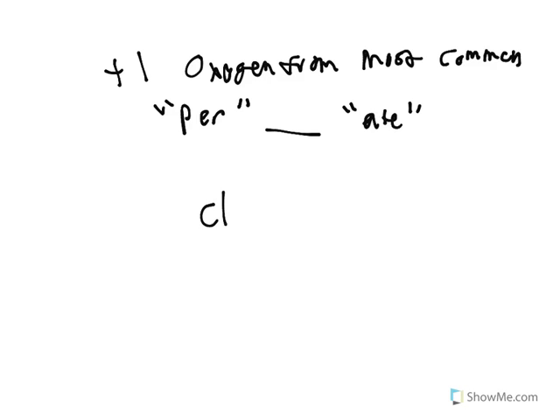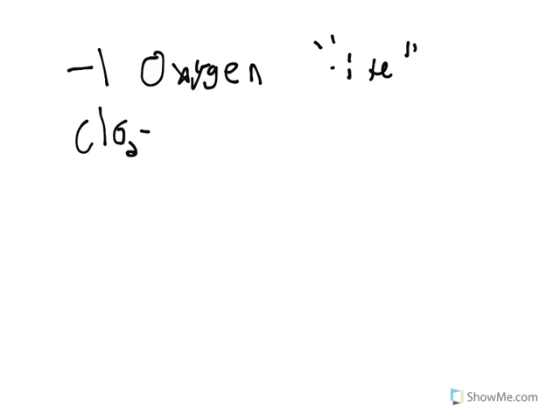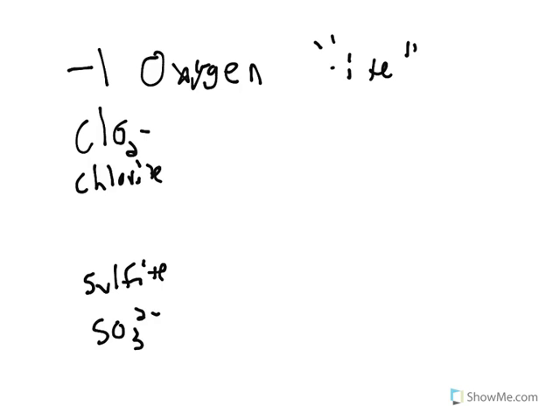For example, perchlorate. Now, when you have one less oxygen than the most common oxoanion, it ends with -ite. For example, chlorite, sulfite, and nitrite.